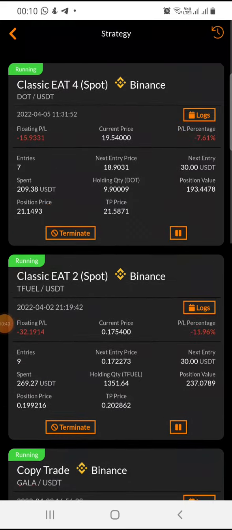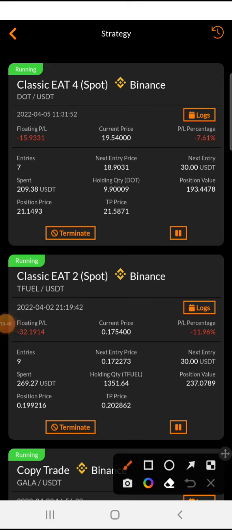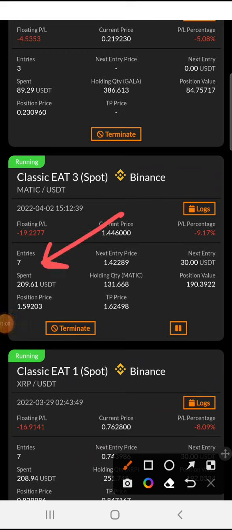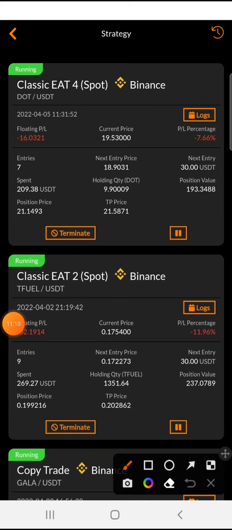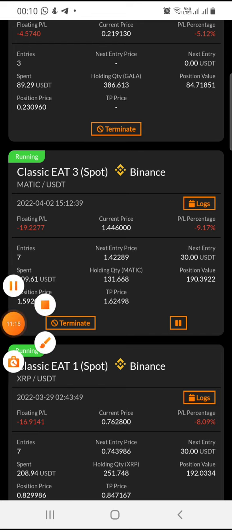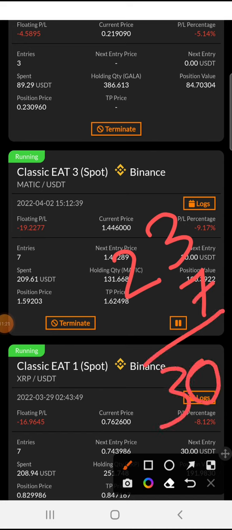Let me show you how many entries the bot has taken with this fully automatic trading. From DOT, he has taken 7 entries. From T-Fuel, he took 9 entries. And then here he took 7 entries, and here he took 7 entries. Okay, let me calculate it. 7 and 9, total 16 entries. And here 16 plus 7, 23, and 23 plus 7, total 30 entries he has taken.